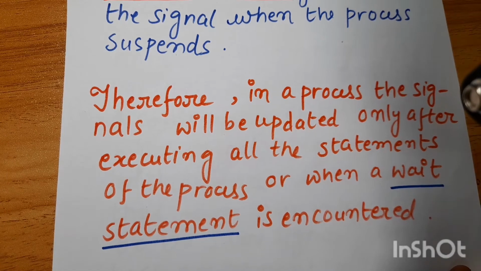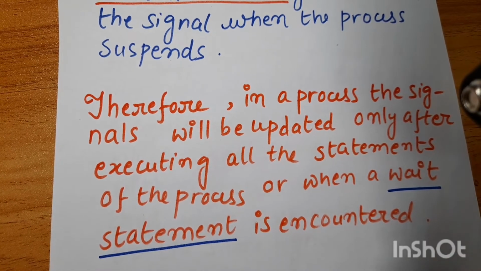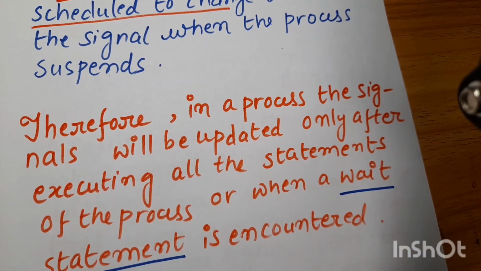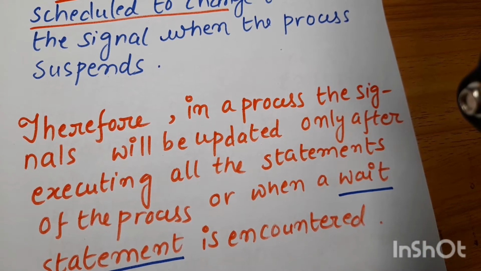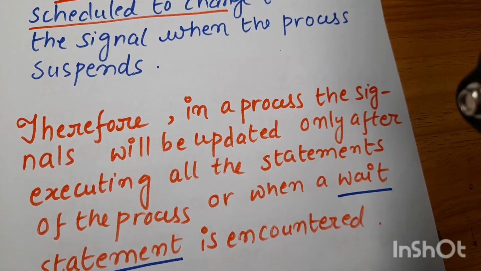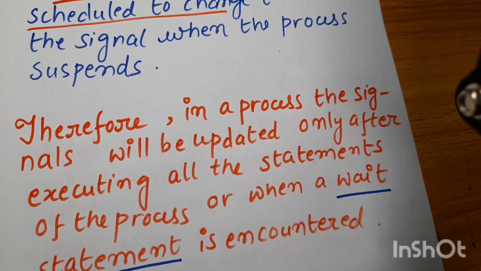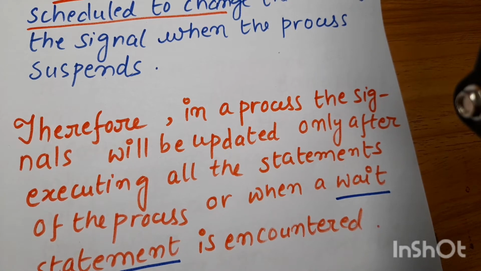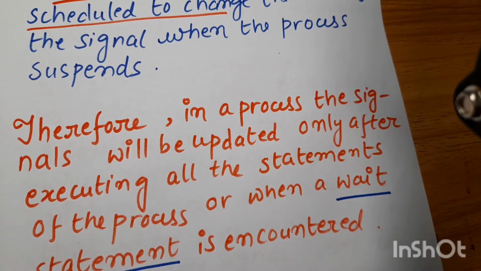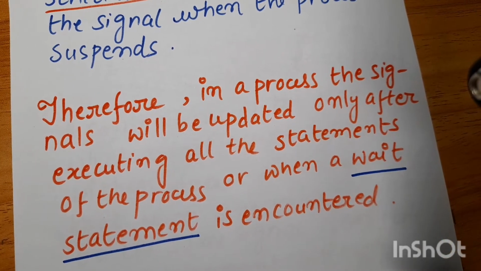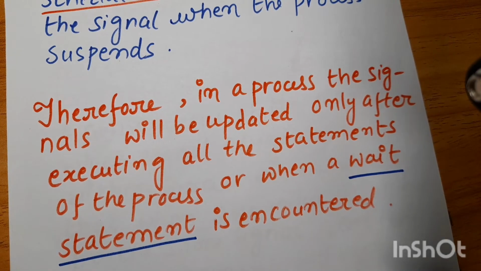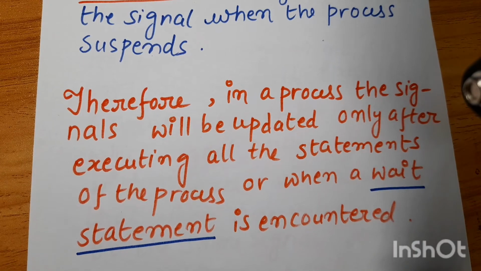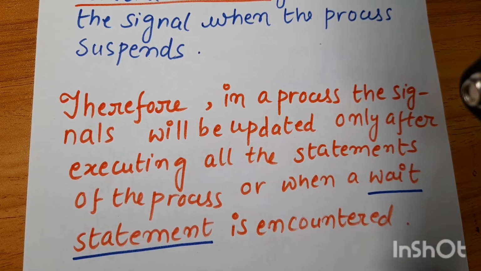So therefore, in a process, the signal updation will happen only when we have evaluated all the right hand sides, and the assignment will happen only when the process suspends, maybe due to no change in the sensitivity values of the signal or because of encountering a wait statement. In either of the two cases, the process is suspended at the time when the updation will happen.